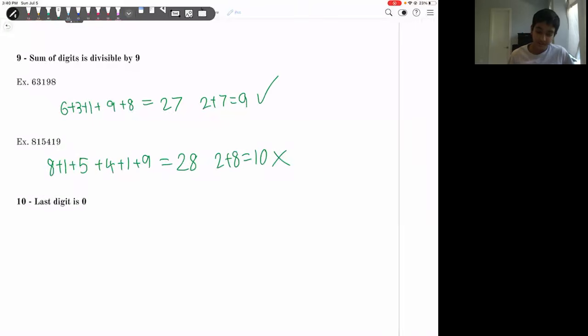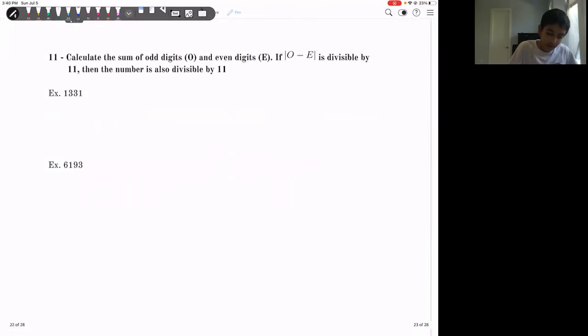Let's move on then. So this is a tricky one. In order for it to be divisible by 11, we have to look at the sum of the alternating digits. Essentially we have to calculate the sum of the odd digits and the sum of the even digits, and if O minus E, the absolute value of that, is divisible by 11, then the number is as well.